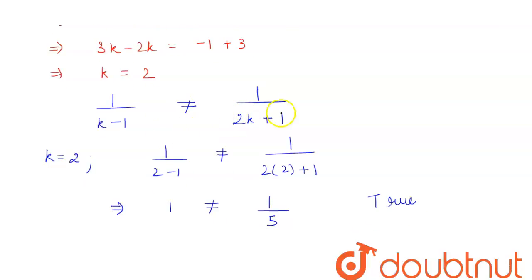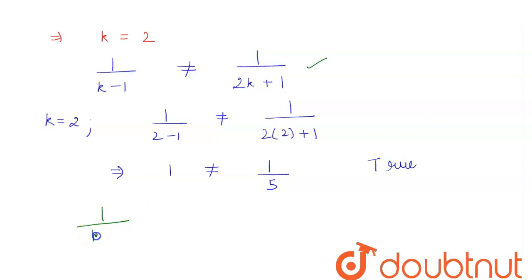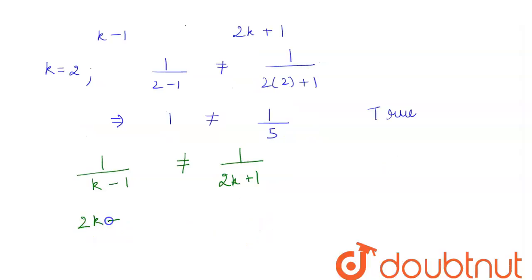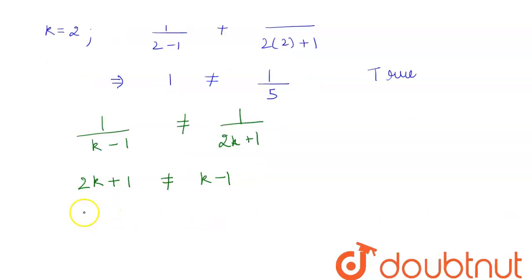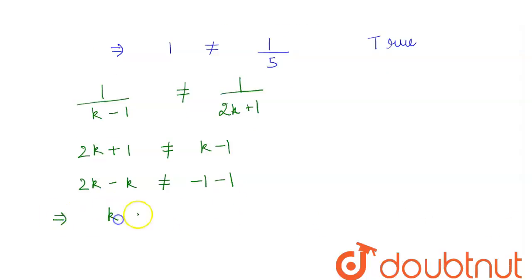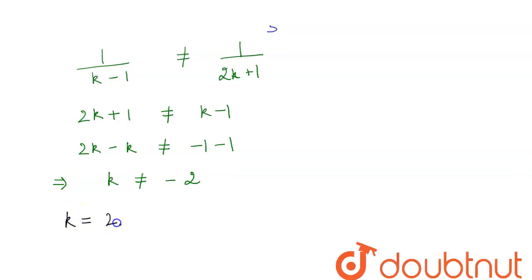Now we will see for which value of k this condition is satisfied. So we have 1 upon k minus 1 is not equal to 1 upon 2k plus 1. Cross multiplying, we will get 2k plus 1 is not equal to k minus 1. Now if we take the constants on one side and variables on the other, we will get 2k minus k is not equal to minus 1 minus 1. So this implies k is not equal to minus 2. So we get our answer that k is equal to 2 and k is not equal to minus 2, and this is our required answer.